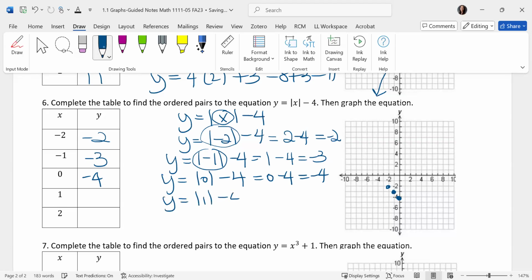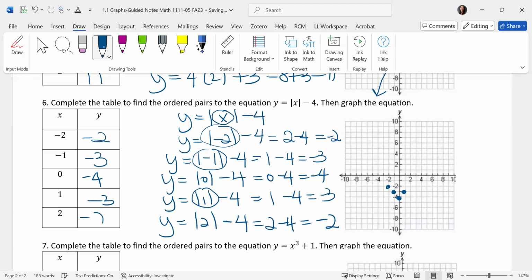Y equals the absolute value of 1 minus 4. Absolute value of 1 is just 1. The positive values stay positive. So 1 minus 4 is -3. So x value is 1, y value is -3. So there's our fourth point. Our last point, y equals the absolute value of 2 minus 4, which is -2. So we have 2, -2. And so we have this V shape, and all absolute value functions are going to have this V-shaped graph.